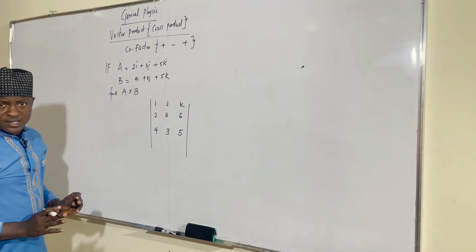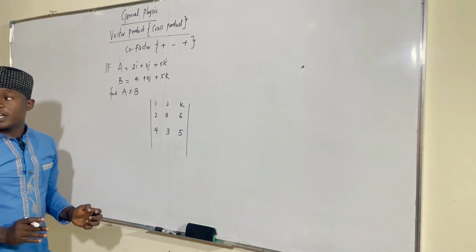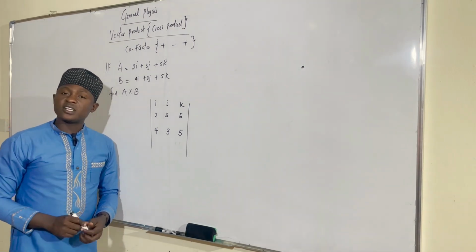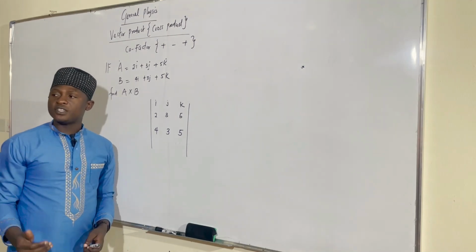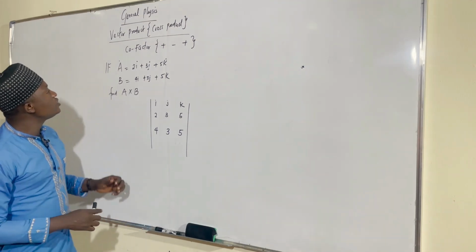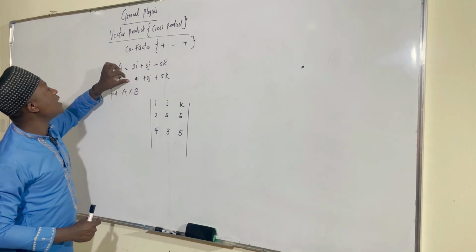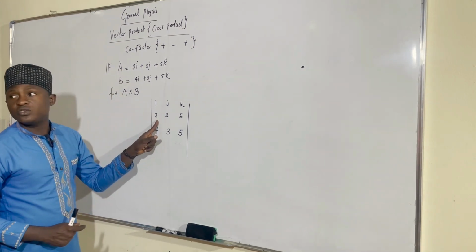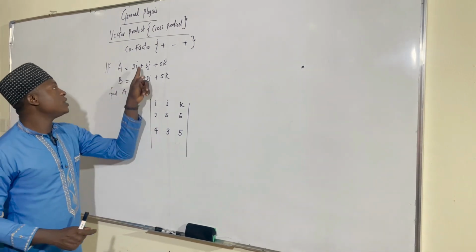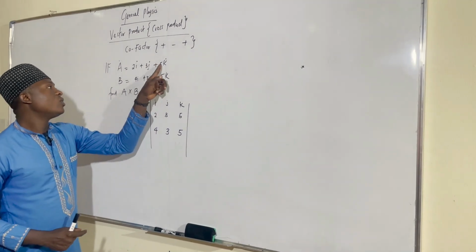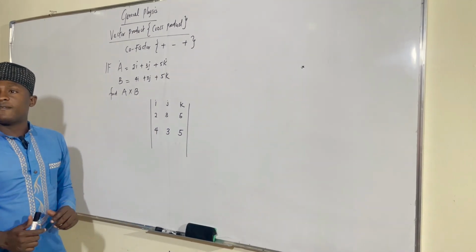I hope you are getting it. The first step to be considered is we bring out the three directions that we have: i, j, and k. Then we check the two vectors. The one with i under A is 2, that's why we have 2 here. Under B, we have 4. The second one, we have 3 and 3. Under k, we have 5 and 5.